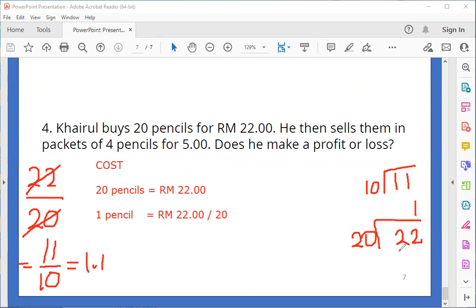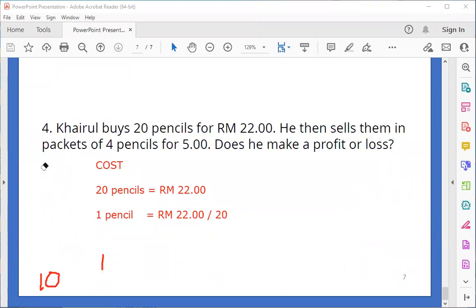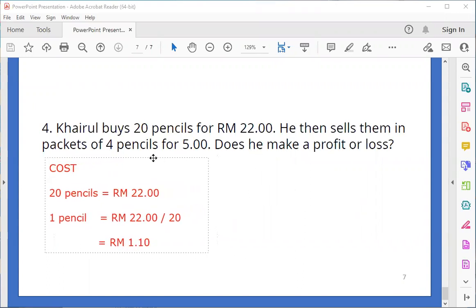Now, how many 20s will go inside? Only 1 twenty will go. So there'll be a remaining 2. Put a dot, bring down the 0. 20 divided by 20, it's 1. So 1 ringgit 10 cents. Okay? Let's erase these all first. I hope you know how to do this division. Now, let's look at the question. So 1 pencil is 1 ringgit and 10 cents. That's his cost. All right, that's his cost.